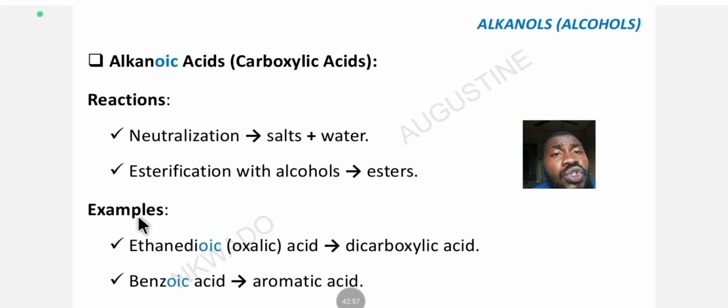So examples of alkanoic or carboxylic acid include ethandoic acid, which is also referred to as oxalic acid. An example of oxalic acid is dicarboxylic acid. So dicarboxylic acid is an example of ethandoic acid, and this ethandoic acid is an example of what? Carboxylic acid. You have benzoic acid too as an example of carboxylic acid. And aromatic acid is an example of benzoic acid. So benzoic acid is a type of carboxylic acid and aromatic acid is a type of benzoic acid. So benzoic acids are aromatic acids, ethandoic acids are dicarboxylic acids.